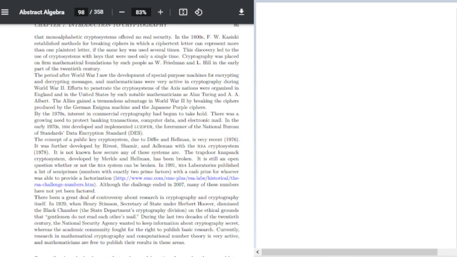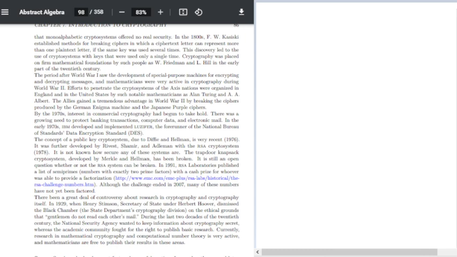Efforts to penetrate the cryptosystems of the Axis nations were organized in England and in the United States by such notable mathematicians as Alan Turing and A. Albert. The Allies gained a tremendous advantage in World War II by breaking the ciphers produced by the German Enigma machine and the Japanese Purple ciphers. By the 1970s, interest in commercial cryptography had begun to take hold. There was a growing need to protect banking transactions, computer data, and electronic mail.